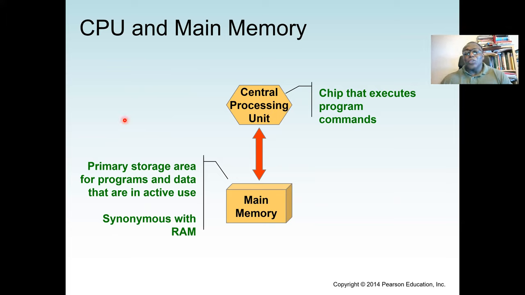So the CPU, we say, would be the brain of the computer. This is where, again, all the processing takes place. The main memory is a temporary storage device where we store our program or data when we want to process or do some work on the computer.